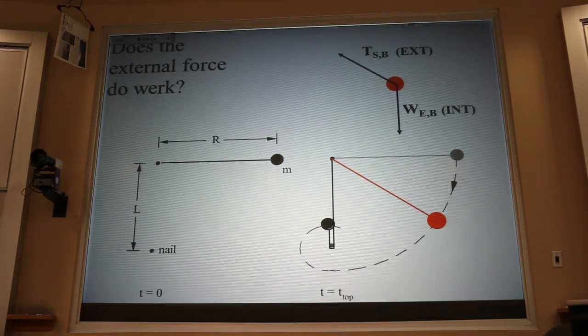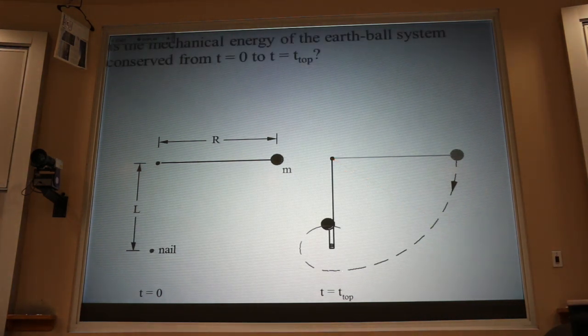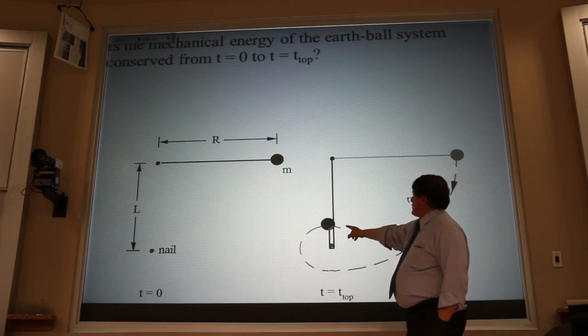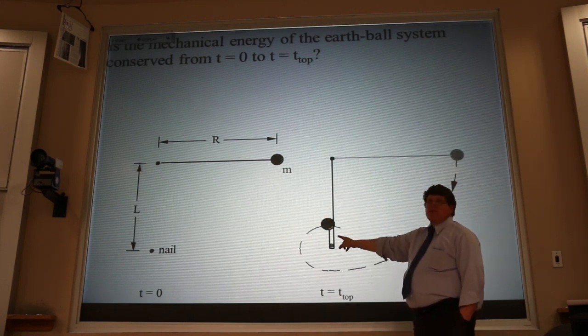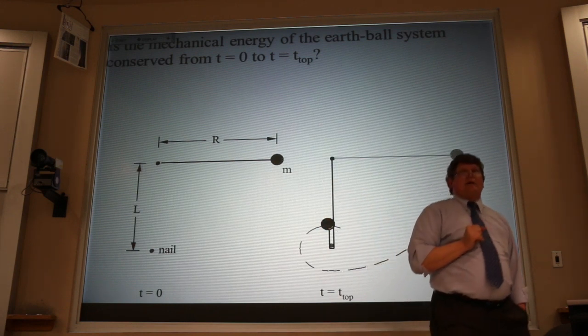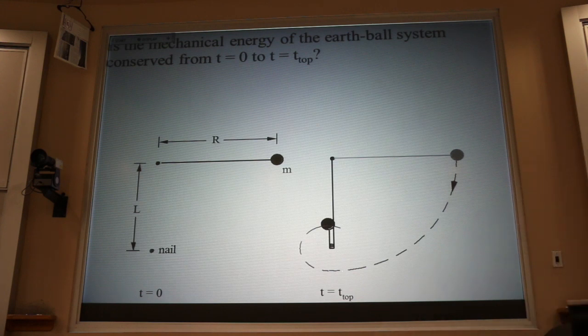Now, is the mechanical energy of the Earth ball system conserved from this time to this time, T equals 0 to T equals T top? Is the mechanical energy conserved, yes or no? Yes. You should be saying heck yes. Now, use that to find the speed of the ball at that point, T top.